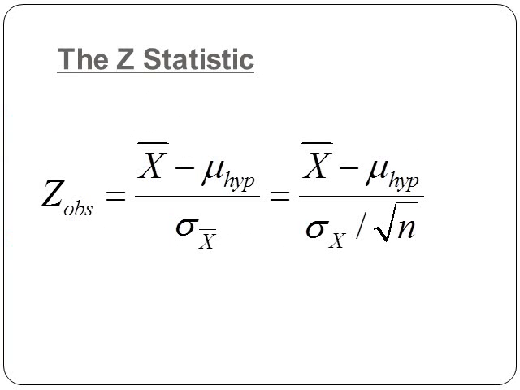The z-statistic. The z-statistic is the difference between the mean of your sample minus the hypothesized mean, divided by the standard error of the mean, which is the population standard deviation divided by the square root of n.